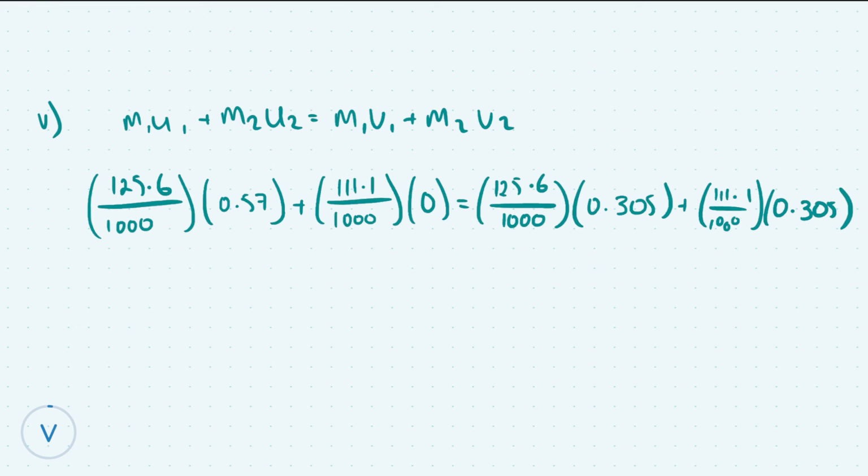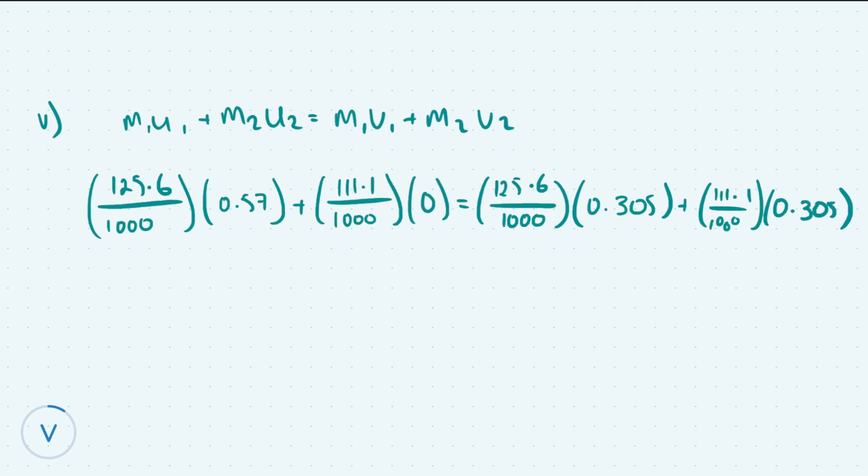In the first term, we have m1 and u1. m1 in this case is going to be the mass of body A. The mass of body A was given as 125.6 grams. As I was saying earlier though, we need to convert everything into our SI units, and the SI unit for mass is kilograms. So therefore we have to divide our grams by 1,000 to convert into kilograms. u1 in this case is information that we found out in the first section. It's going to be 0.57 meters per second.